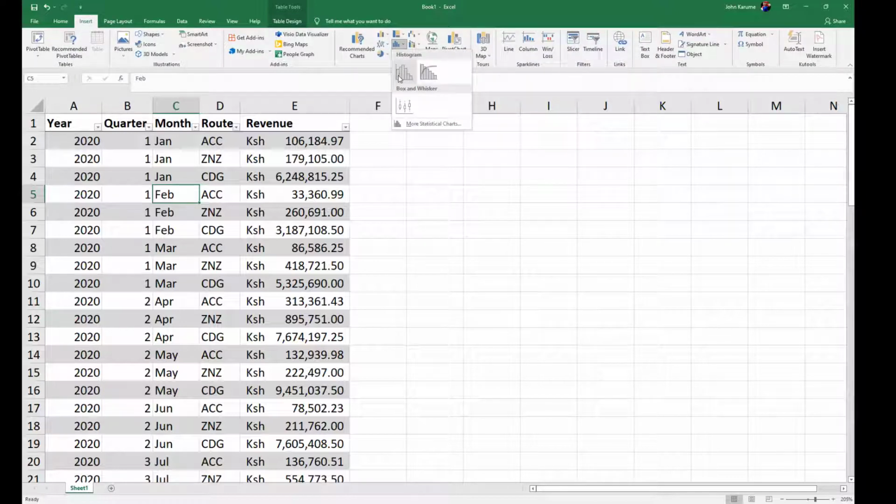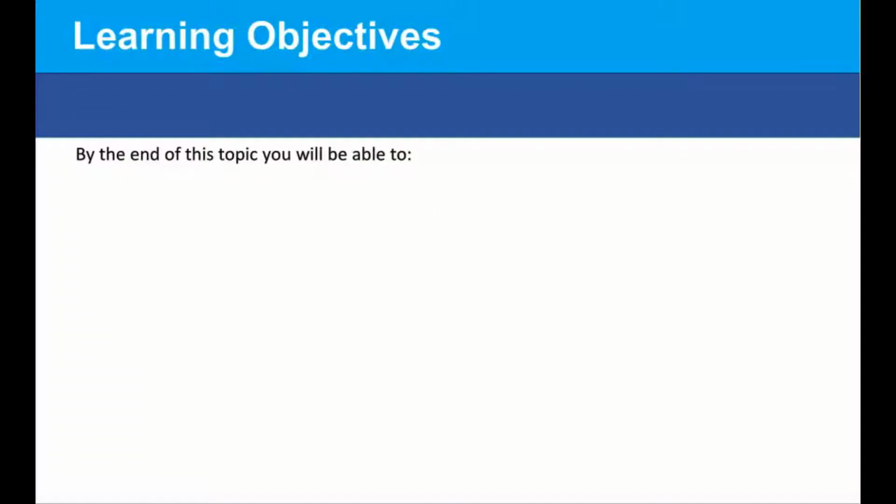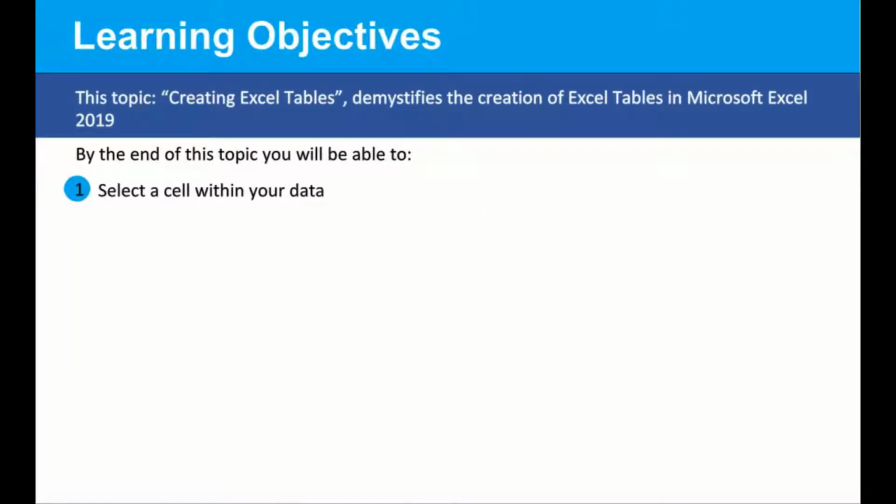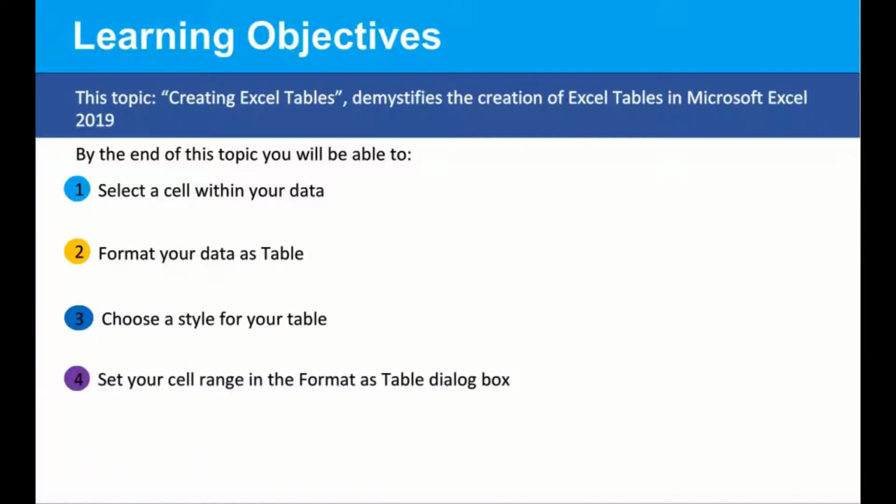By the end of this topic, you will be able to select a cell within your data. You will then format your data as table. You will be able to choose a style for your table. You will be able to set your cell range in the format as table dialog box, and finally, you will be able to mark if your table has headers.